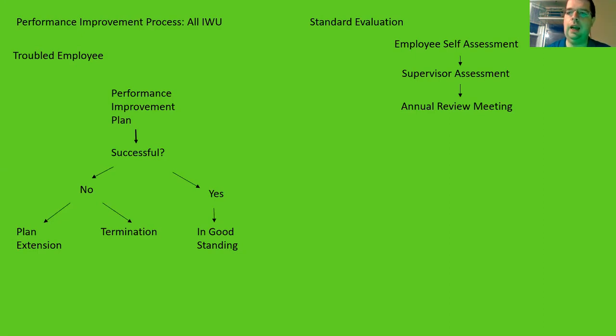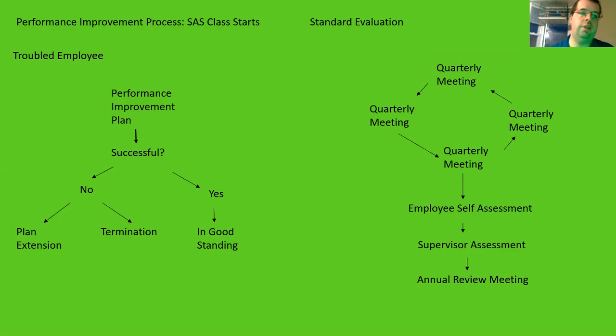And then there's the annual process that everyone goes through, which involves first an employee self-assessment, a supervisor assessment, then the annual review meeting, where the two different assessments are gone over, reconciled, and goals and plans for improvement are made. So within the student account services team, the troubled employee process is the same. But we have these quarterly meetings, which are smaller versions of the larger annual improvement process. These meetings then inform the self-appraisal and the supervisor appraisal, which then affect the annual review.